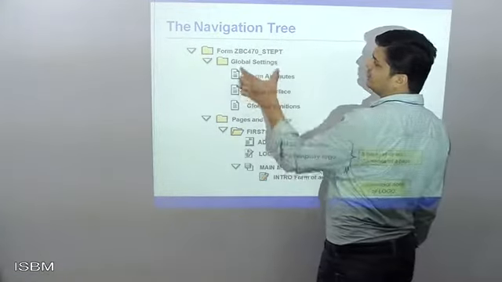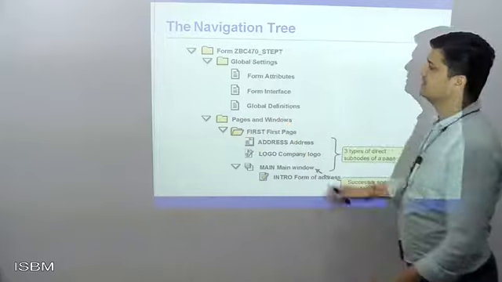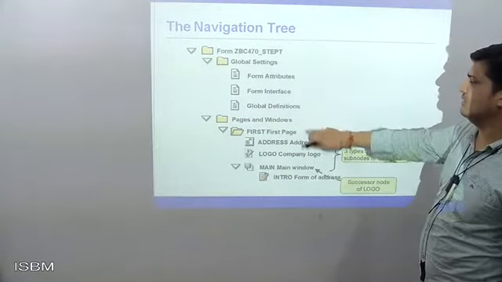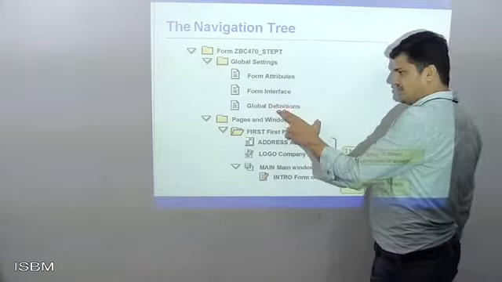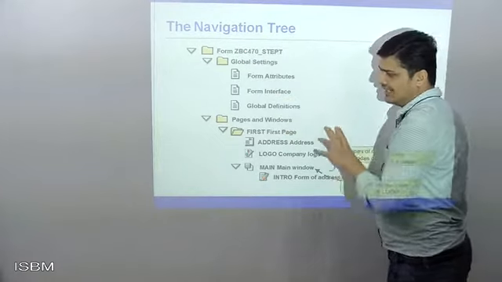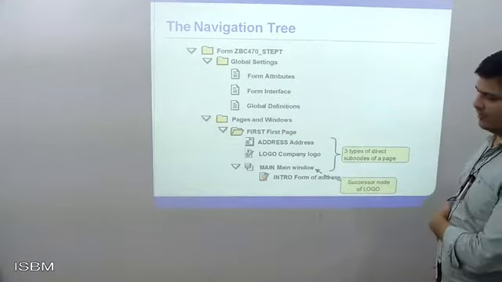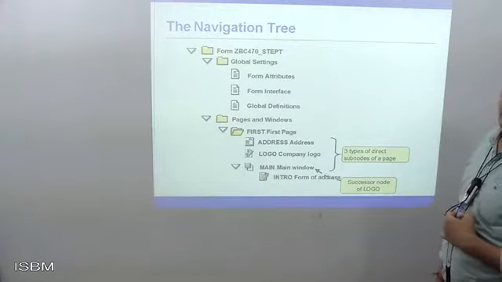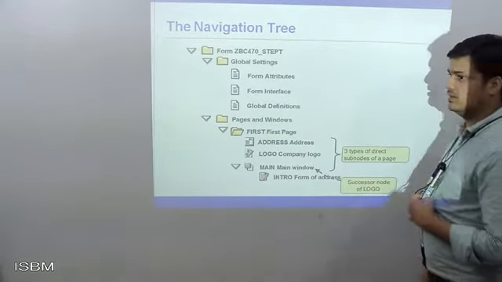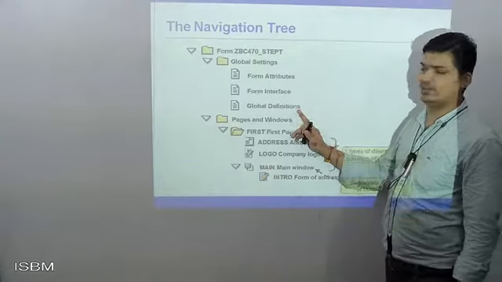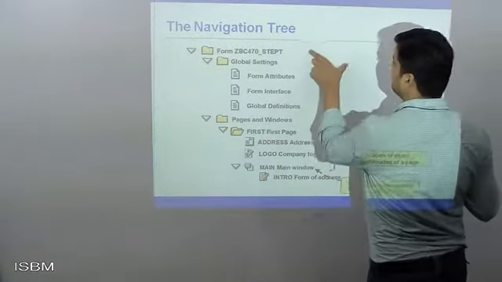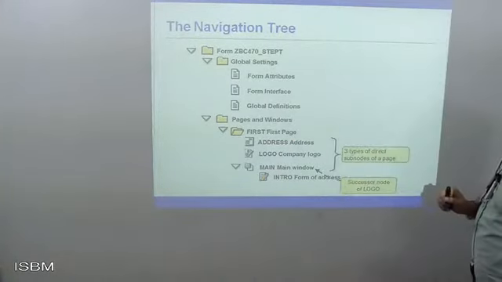So you can see the global setting. In the global setting we have three things: form attribute, form interface, and global definition. In the global definition, all the data we are going to declare, all the variables and all the custom things, we define in the global setting. So in the global setting, we write each and every variable.